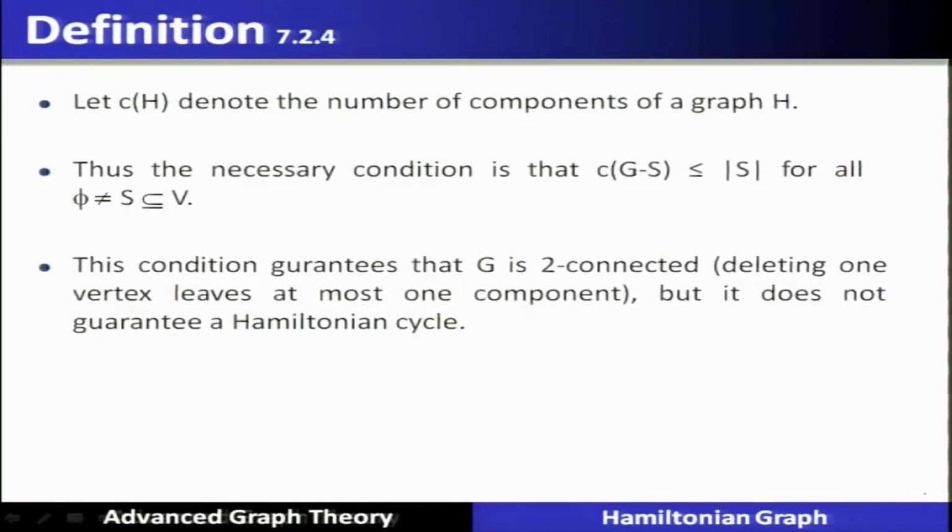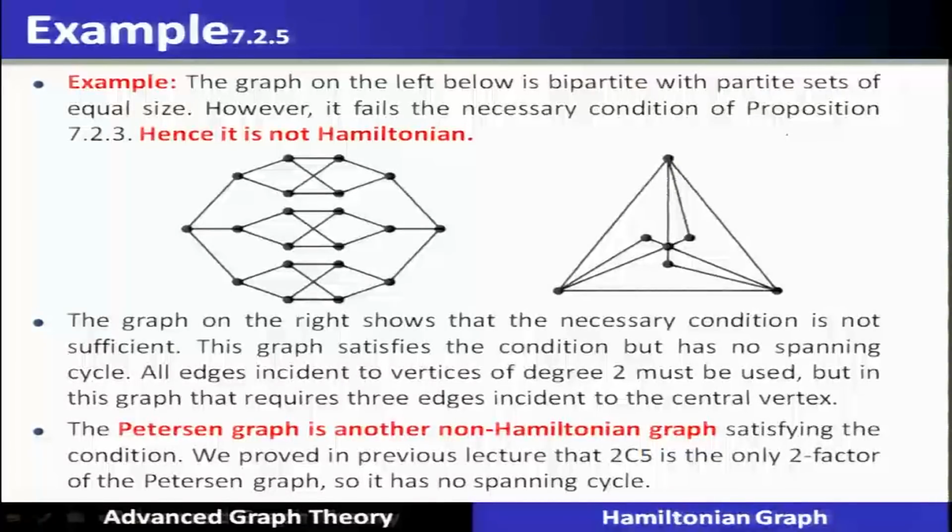Thus, the necessary condition I have already stated is that the number of components in a graph G minus S is at most S for all S which is a subset of V. That means the number of components should not exceed the number of elements present in S. This condition guarantees that G is 2 connected, that is, deleting one vertex leaves at most one component, but it does not guarantee a Hamiltonian cycle because this is a necessary condition.